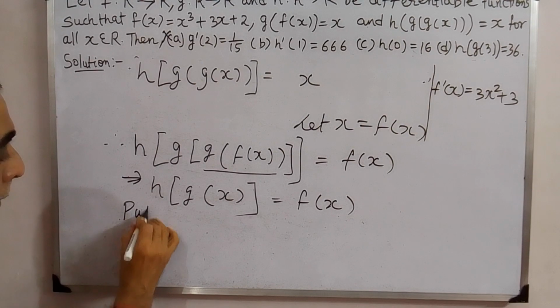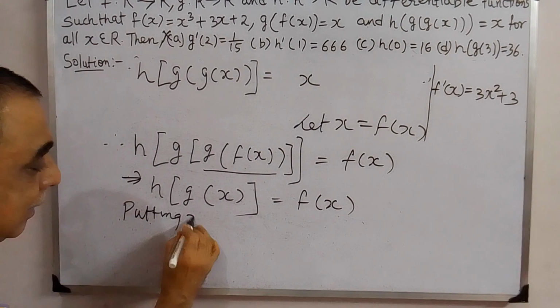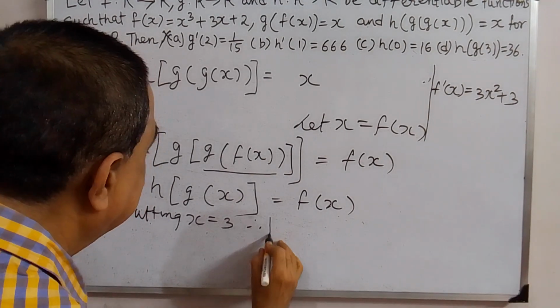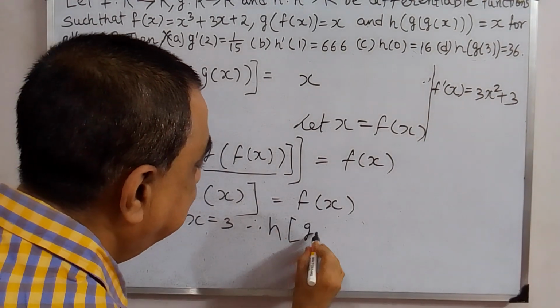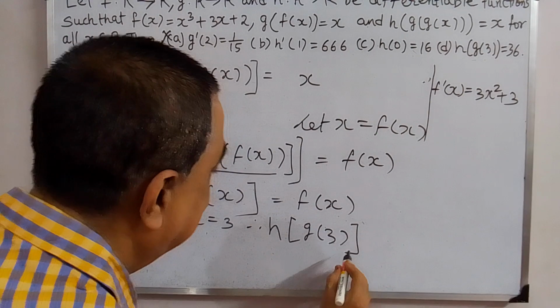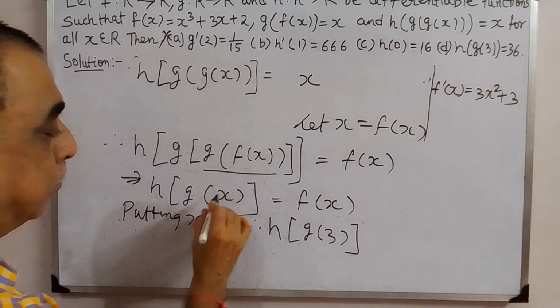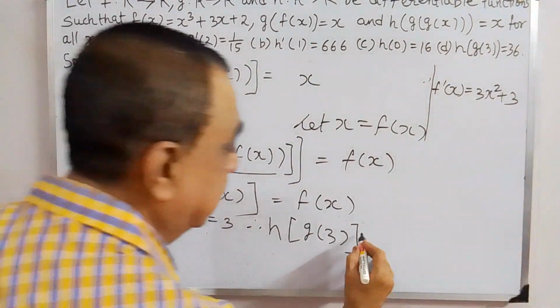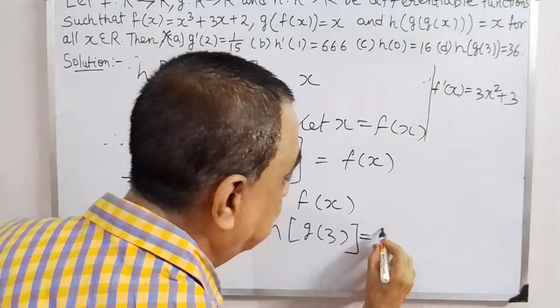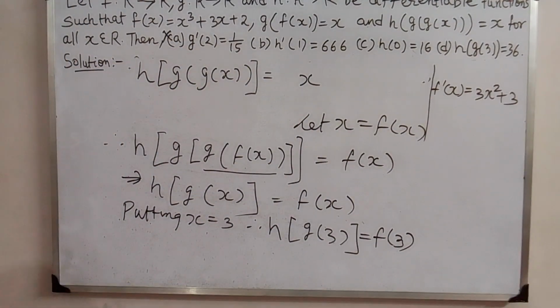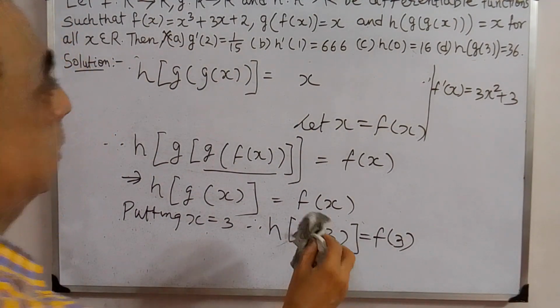So putting x equals 3, what will we get? We will get h of g3, in place of x I am putting 3. So here I have put 3 for x, and here also for x I will put 3. Now here, f3 means what?